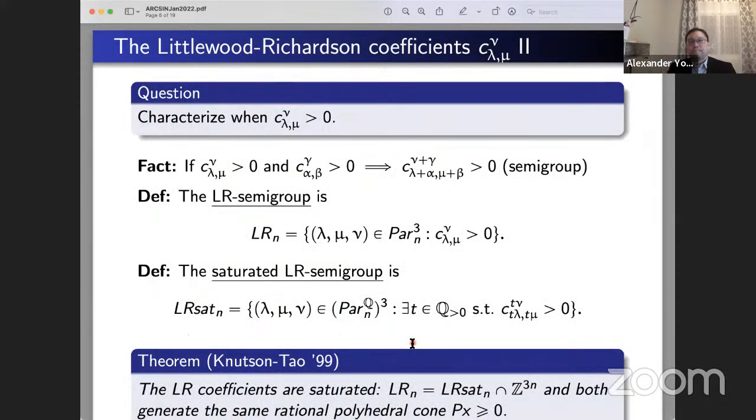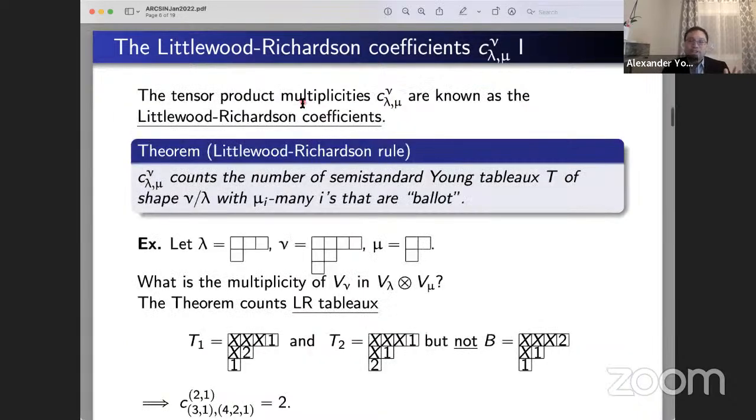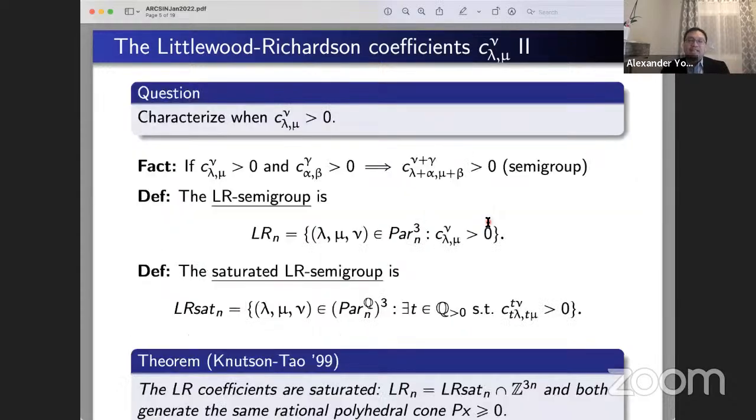Now we turn to the main sort of prototypical question of this talk. I want to characterize when the tensor product multiplicity is non-zero. I don't want to know what the number is. I just want to know when it's non-zero, which is even in some sense an easier question. Now, on the one hand, this question is idiotic, because your answer could just be whenever this crazy rule doesn't produce a tableau, right? And that would be an answer.